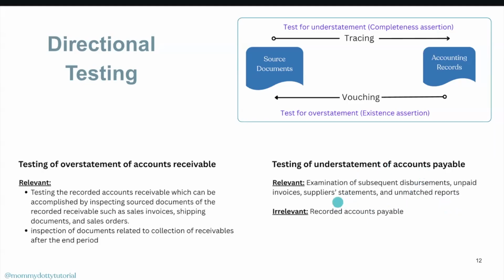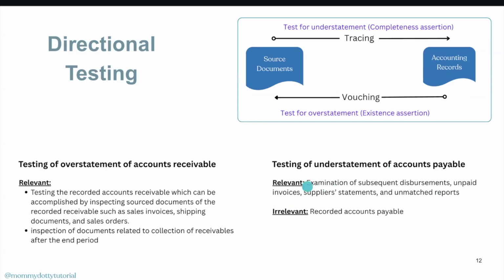The supplier statements. When you send a confirmation letter to the supplier or vendor, the supplier says that your client ABC owes them 100,000. Then when you check the accounts payable of the client, those particular invoices are not recorded. So that's why these are all relevant. And of course, unmatched reports.